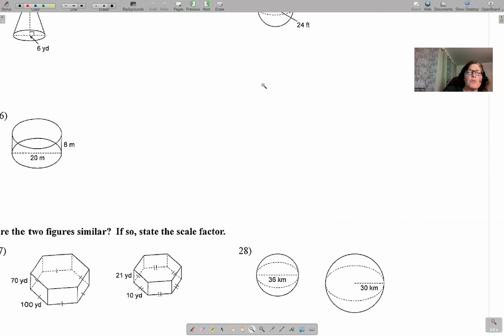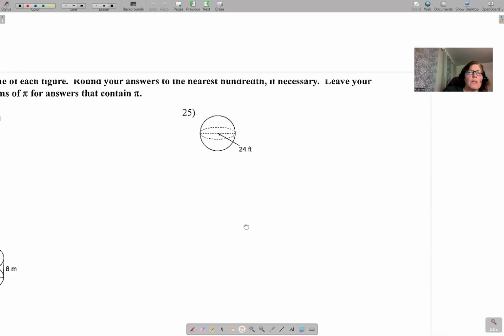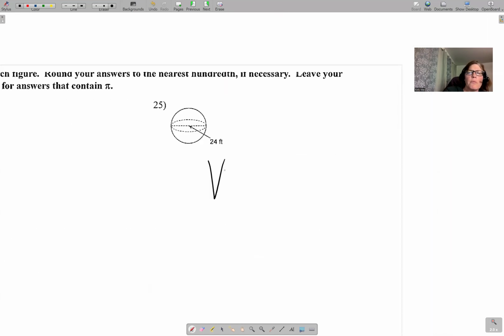And then spheres, if we're doing volume, 4 pi r cubed over 3.